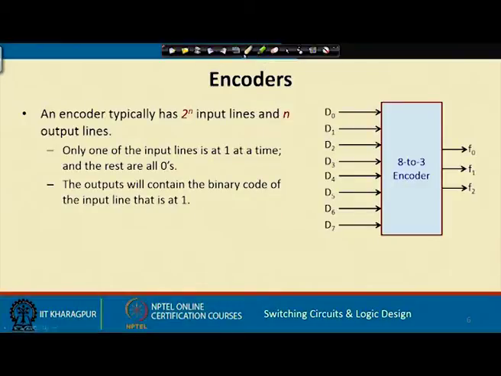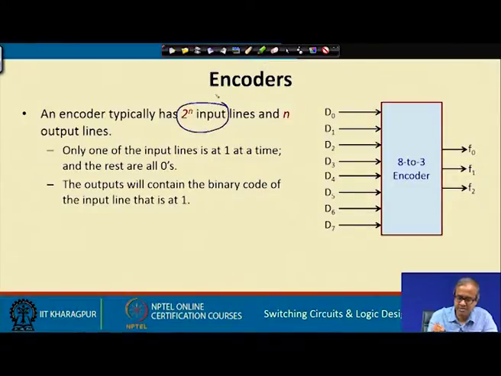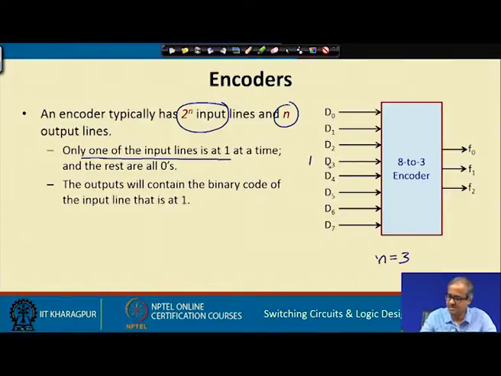An encoder will typically have 2 to the power n input lines and n output lines. Here is an example for n equal to 3: there are 8 input lines and 3 output lines. I am assuming that only one of the input lines is 1 at a time. Let us say D3 is 1. The output will contain the binary code of 3, that is 0 1 1. If D6 is 1, 6 is 1 1 0, so the output will be 1 1 0, and so on. This is how the encoder will work.